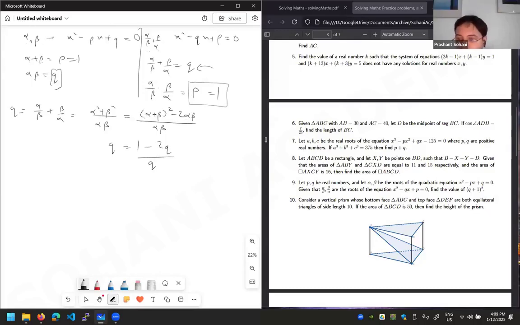But actually, I don't want the value of Q, I want Q plus 1 bracket square. So in fact, that is even simpler, because if I now take Q to the other side, I'm going to get Q square is equal to 1 minus 2Q. And therefore, I'm going to get Q square plus 2Q is equal to 1. And this is exactly what I wanted, right? So the value of Q turns out to be a little bit more complicated, this is square root 2 and so on. But Q plus 1 square is just equal to 2.